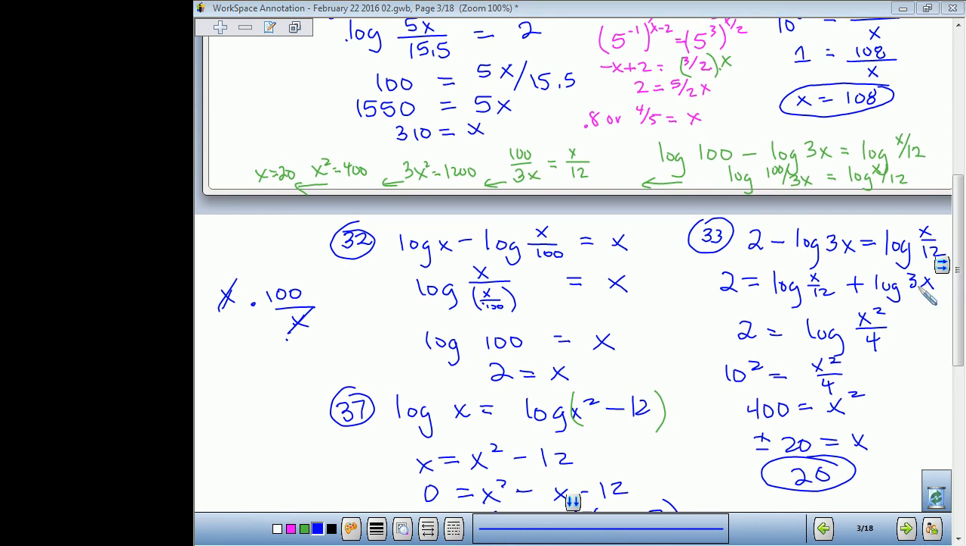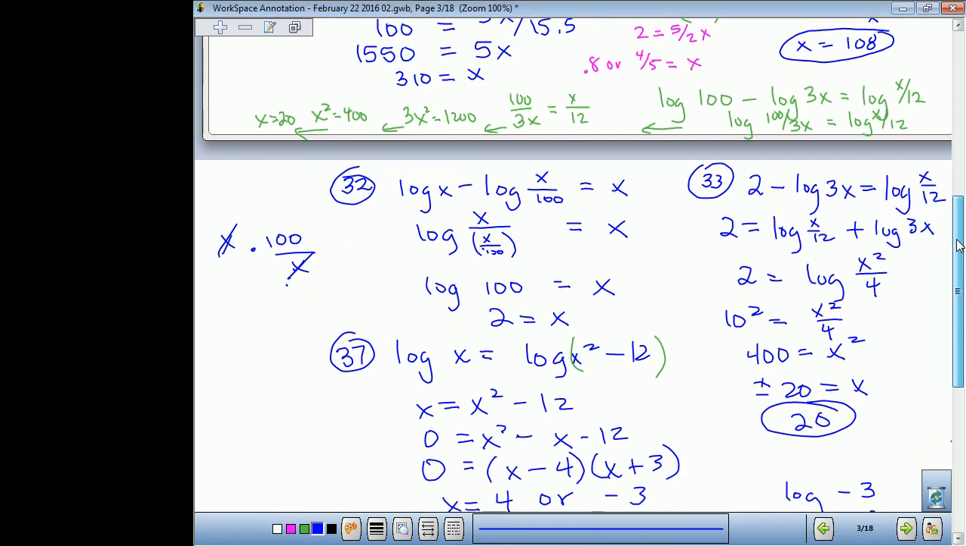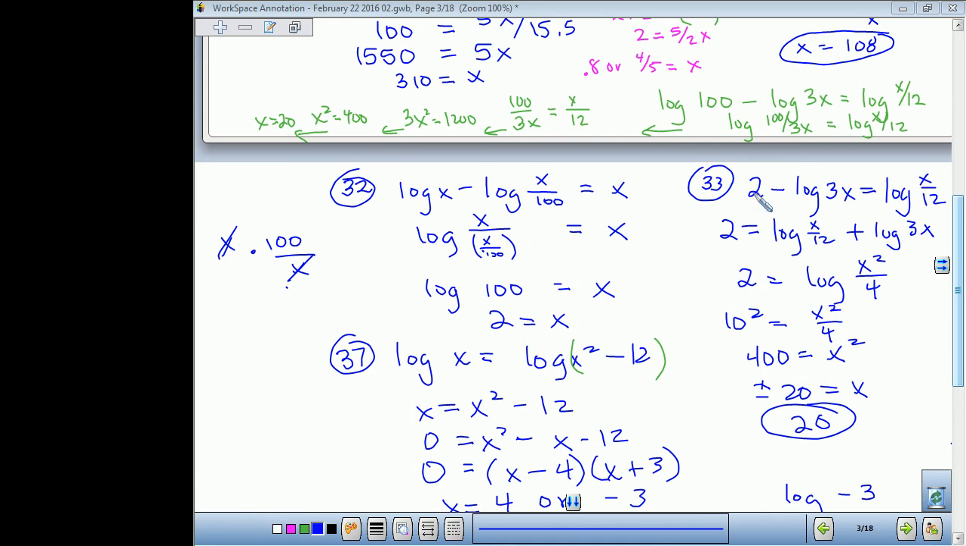Number 33, I had somebody come in this morning, and I solved this one totally different than I did here. Like this morning, I rewrote this 2 as log of 100. Because what is log of 100? 2. And then I rewrote that as division. And then I set these 2 parts equal to each other, cross multiplied and solved. So I got positive or negative 20, but obviously I eliminate the negative 20 because it's an extraneous solution again.